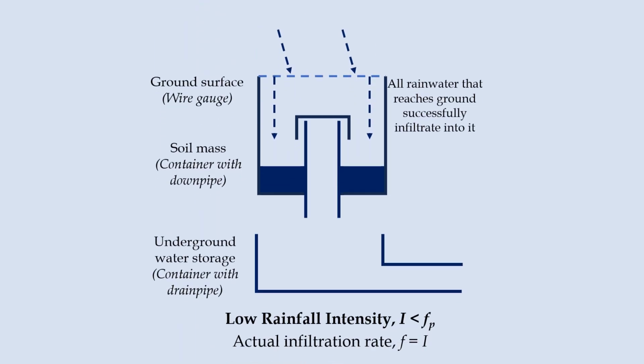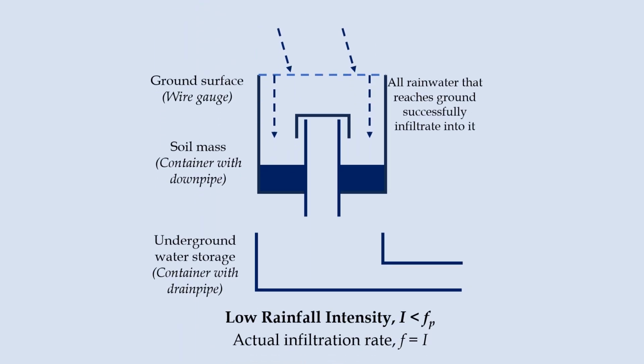First, let's look into the case where rainfall intensity over the catchment is low. As soon as the rainwater reaches the ground, the soil absorbs it and allows it to infiltrate deeper. By the time when another batch of rainwater hits the ground, some pores in soil are already free of water and ready for another round of infiltration to take place.